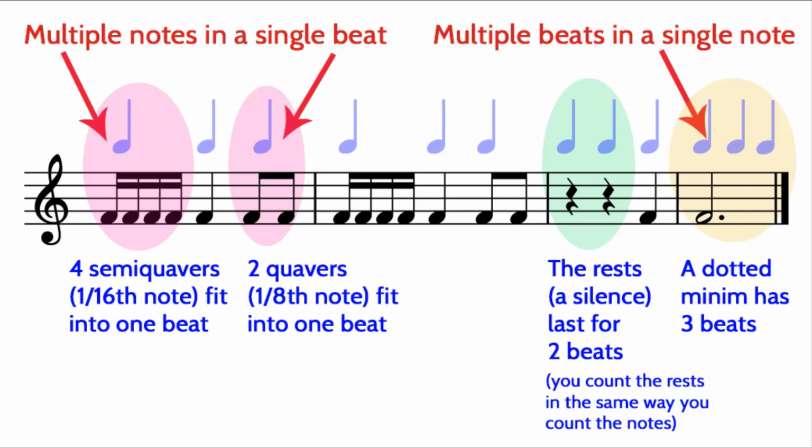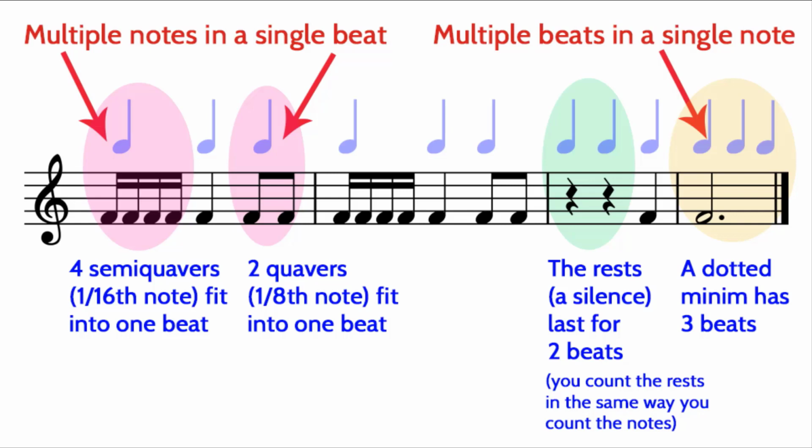My green oval is an example of the rests. A rest is a silence in music, so nothing is sounding on the particular beat or beats. In this bar, you can see that there are rests on the first 2 beats. So you'd keep counting your beats as usual, but you don't play anything. 1, 2, 3.